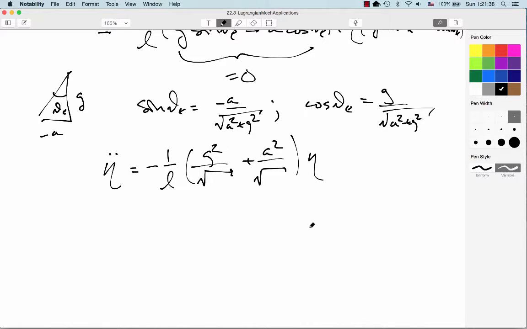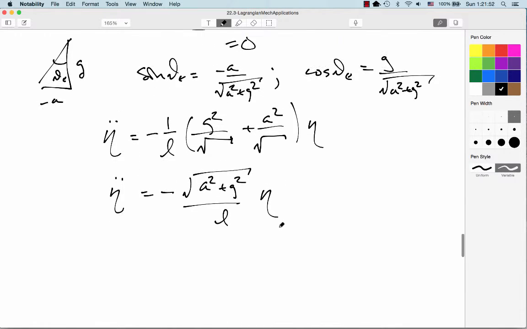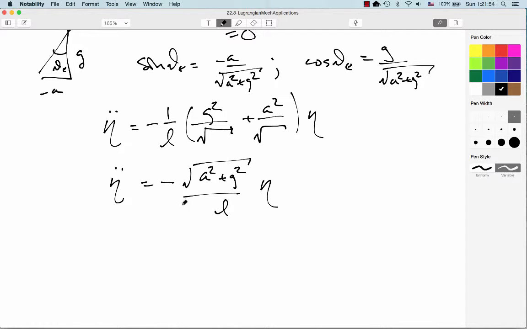Or rearranging a little more, we get eta double dot equals minus root a squared plus g squared over L times eta, which we look at that, and that's a simple pendulum, and we identify this as our omega squared.